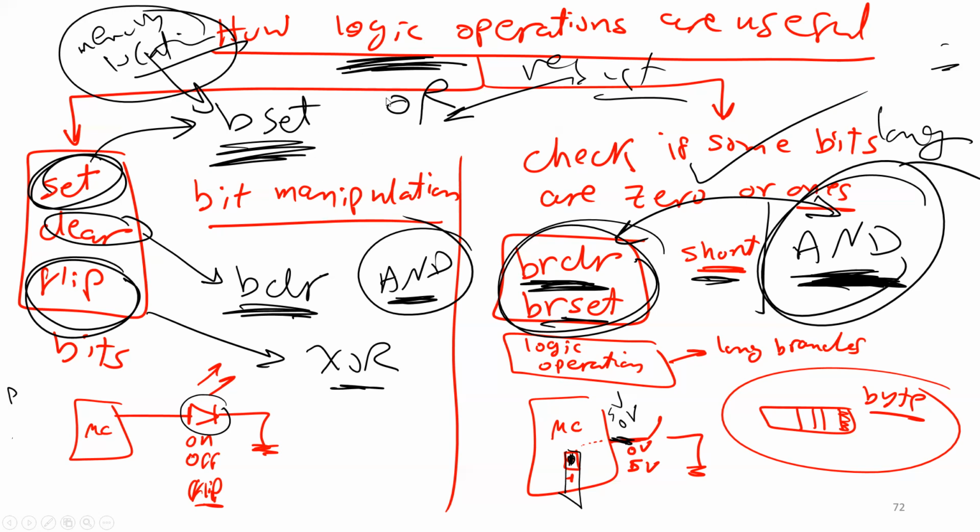Also, how I can set some bits using OR or bit set. How I can clear some bits using bit clear or AND. The only way we have to flip some bits is using XOR. The only way. But let me tell you something important: why is OR used if you want to set some bits, AND used if you want to clear some bits, and why is XOR used for flipping?